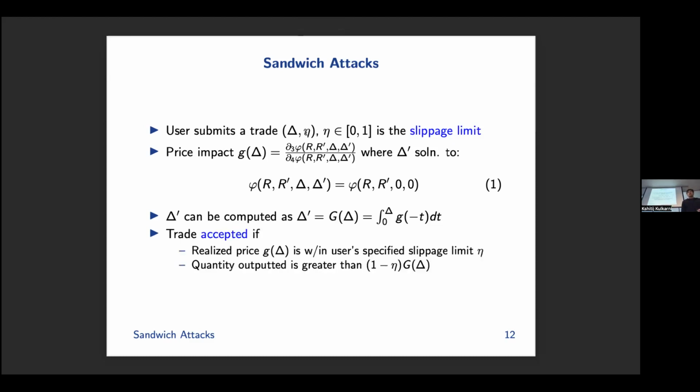And the reason the slippage limit exists is to define a condition for when the user is willing to accept a trade. The user is only willing to accept a trade if the amount that they get out, so capital G, or alternatively delta prime, the amount that they're willing to get out from the exchange, is at least 1 minus eta times G of delta. That is, if their trade had been executed at the current price, I'm willing to take a discount of eta, say 8%, from that as a result of this uncertainty.